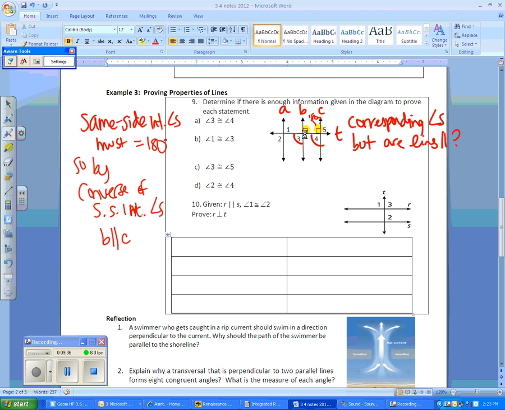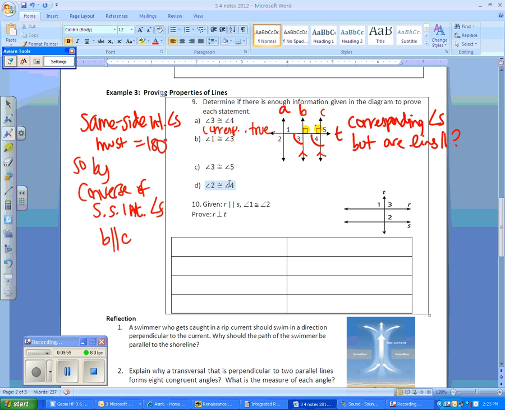Okay, so now that I know for sure, without a doubt, that B is parallel to C, I can put that in my picture because I'm certain now. There's no doubt. These have to be parallel to each other. Now that they're parallel to each other, I can say that angle 3 and angle 4 are corresponding angles. And so yes, true. That is enough information.